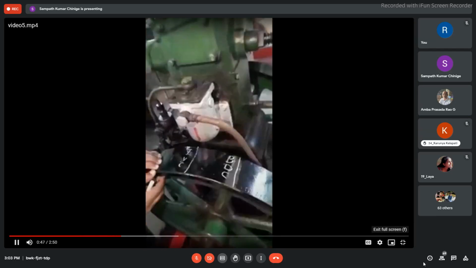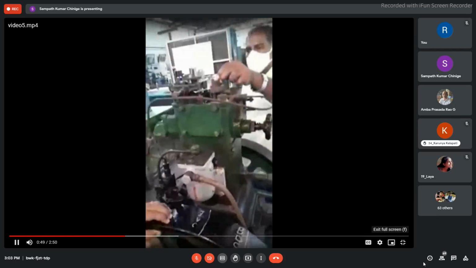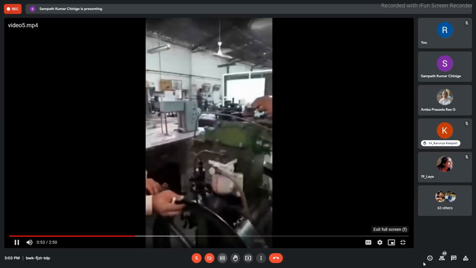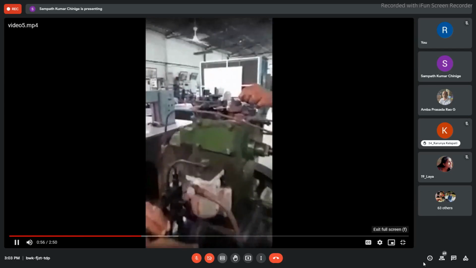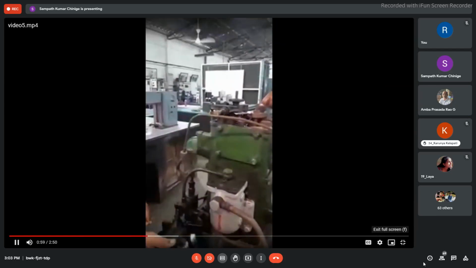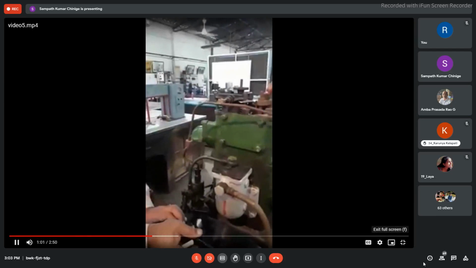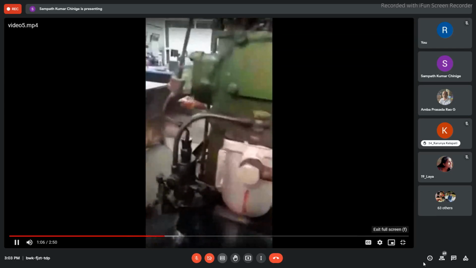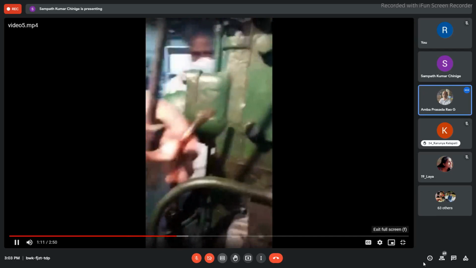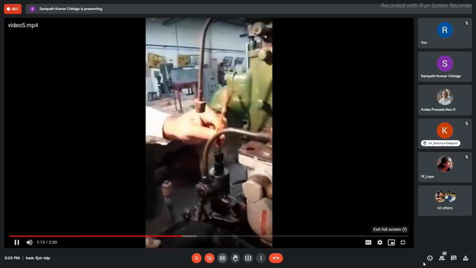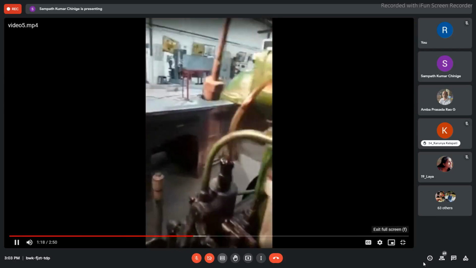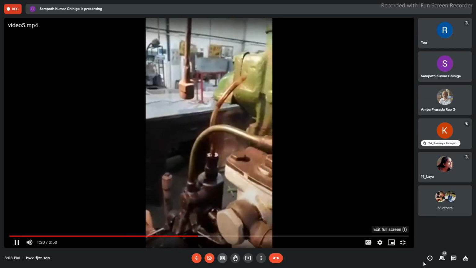Now we are on the compression stroke. We have already commenced the compression stroke. Both valves are closed. When the piston is about to come to the top dead center, the fuel injection will begin. Here in the plastic tubing you can easily see that before the piston comes to the top dead center, the fuel injection begins.